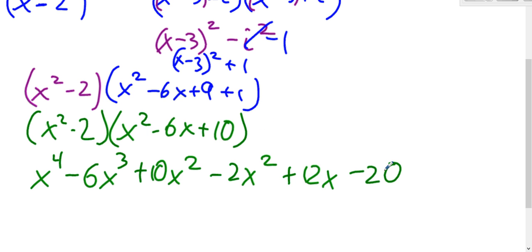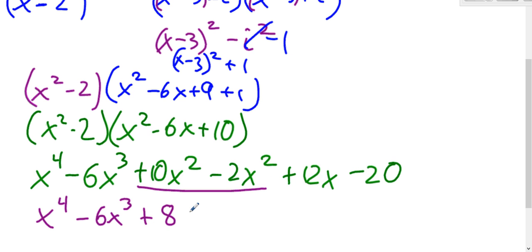Combine like terms and you're done. That's x to the fourth minus 6x cubed. Combine those, you get 8x squared plus 12x minus 20. There's your polynomial.